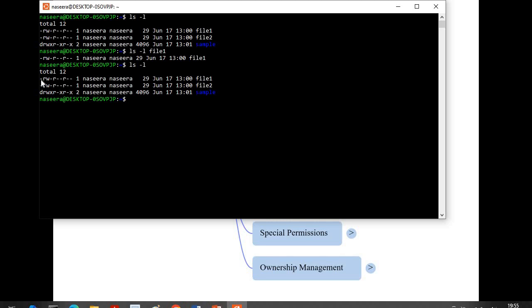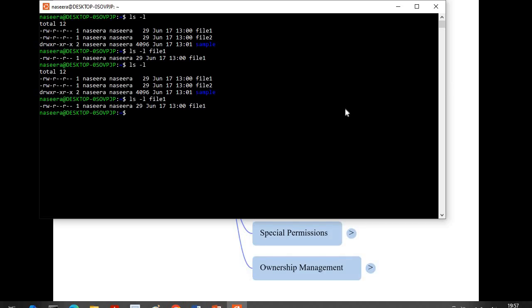The hyphen indicates it is a regular file. Along with regular files, there are many different files in the UNIX system. Hyphen indicates it is a regular file. D indicates it is a directory file. L indicates it is a symbolic link. C indicates character device file. B indicates block device file. P indicates it is a named pipe. S indicates socket file.